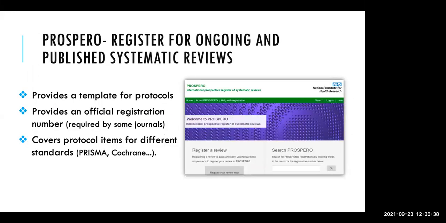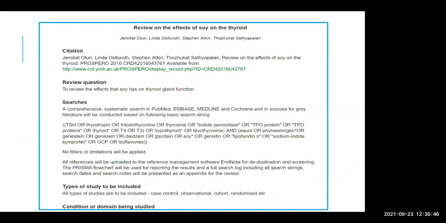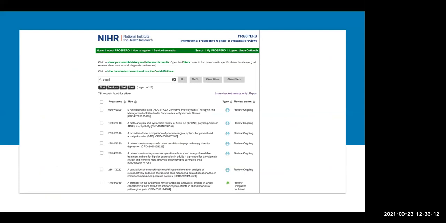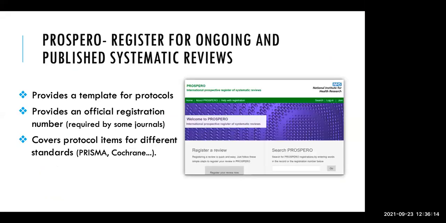But in Prospero, which is the international register for ongoing systematic reviews, there we can find the template. I'll see if I have a template here. No, here I have a registration where we can see that there are different headlines, and in the actual template there will also be explanations of these different headlines with the expectation of what is supposed to be written under each of them. So PRISMA has a checklist for protocols, while Prospero has a template.